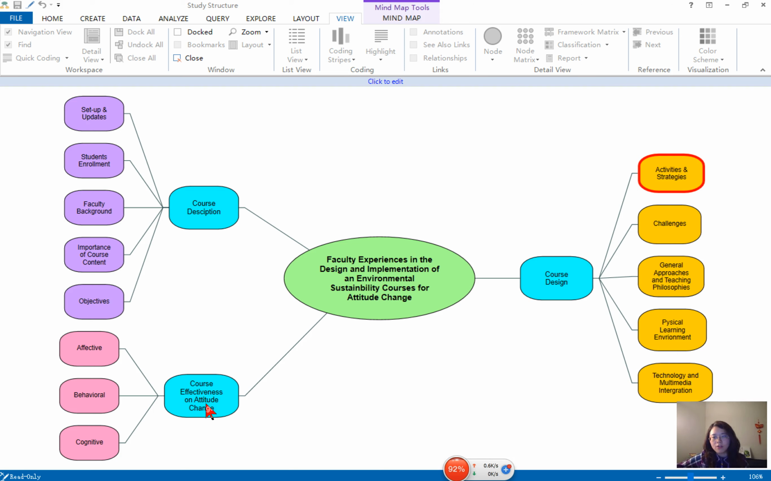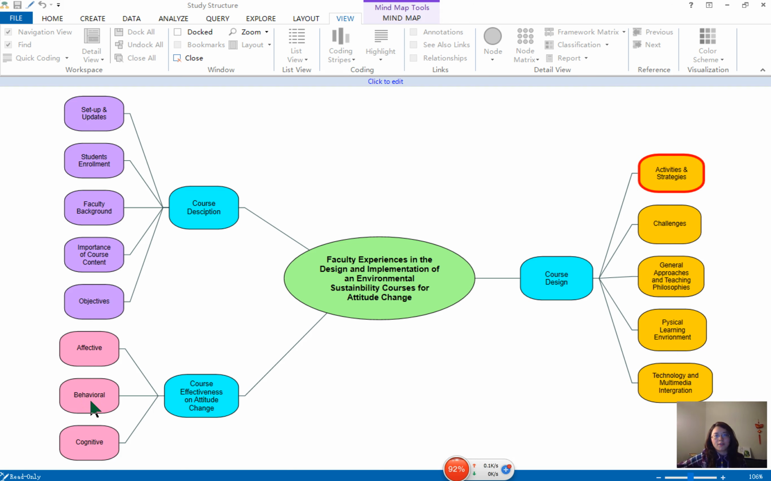So I'm looking at references by faculty and students on what are the effective activities and effective strategies that help them change their view or change their attitude towards sustainability. And according to literature, attitude consists of 3 different components: affective, behavior, and cognitive.